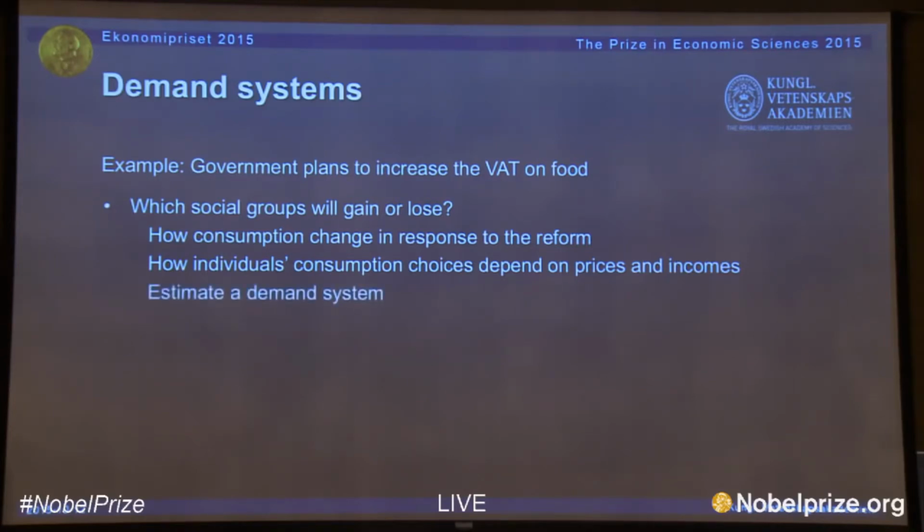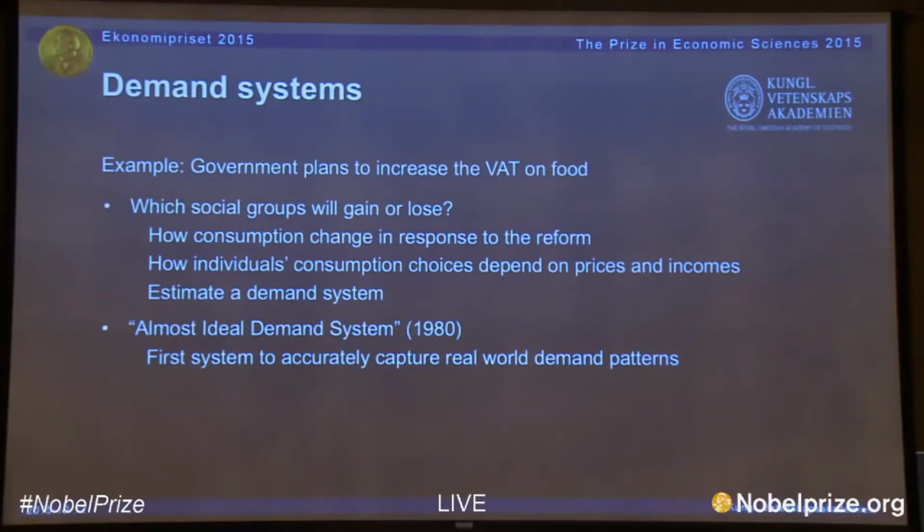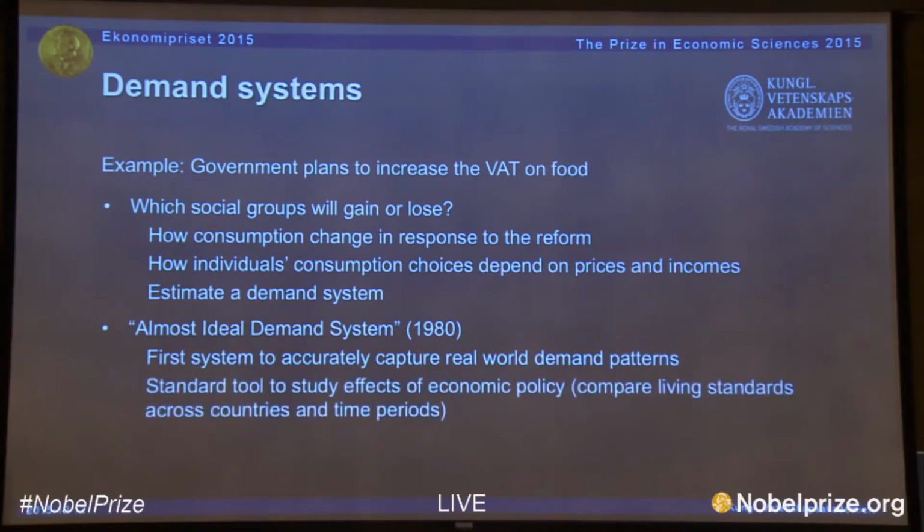That is, we need to estimate a so-called demand system. Research on demand system has a long history in economics, but it was not until 1980 and the introduction of the so-called almost ideal demand system by Angus Deaton and co-authors that we had the first system that managed to accurately capture real-world demand patterns. So this system and later improvements to it are nowadays a standard tool to study the effects of economic policy, but also an important tool in research to understand, for instance, how to compare living standards across countries or within countries over time.